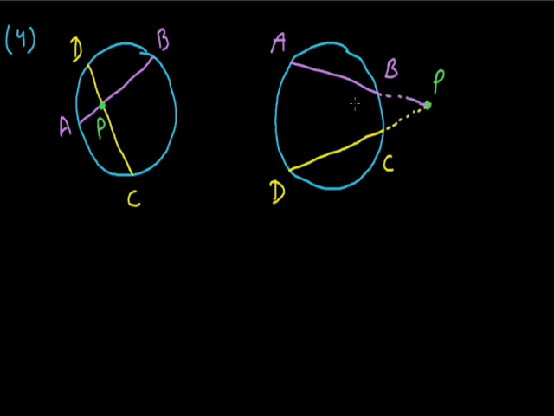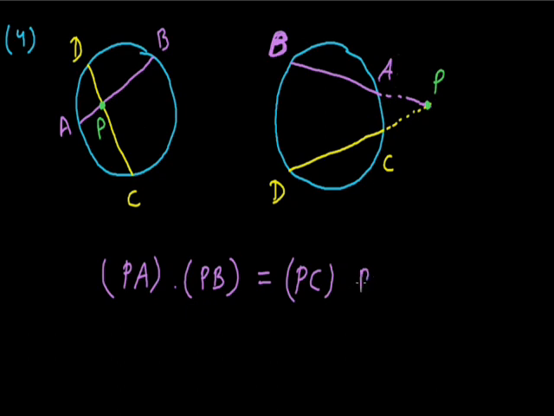So in both the scenarios, the property that works is PA into PB equals to PC into PD. Over here, PA into PB, let me correct it. Let me make this one as A and this one as B. This is point A, this is point B. So PA into PB equals to PC into PD. So what is the property? The property is PA into PB equals to PC into PD.